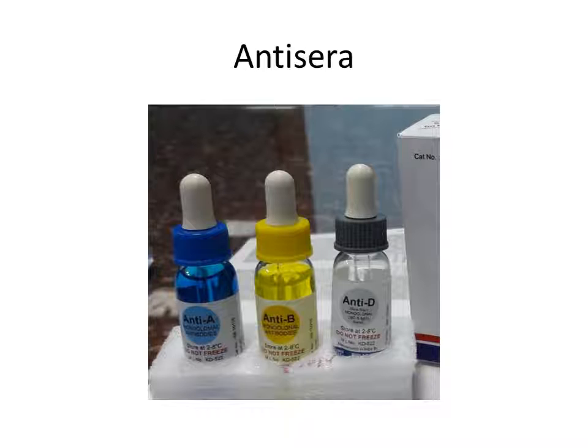Now, something about the anti-sera. When you start doing the practical of blood grouping, you have the anti-sera. There are three types of anti-sera, and you can see in this picture anti-A, anti-B, and anti-D. These anti-sera have different colors: anti-A is blue, anti-B is yellow, and anti-D is colorless.